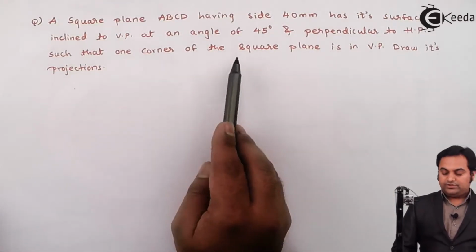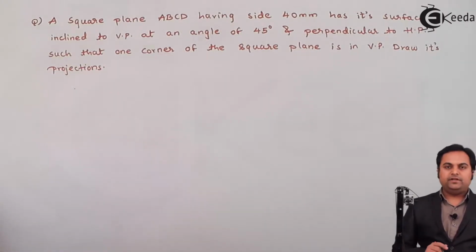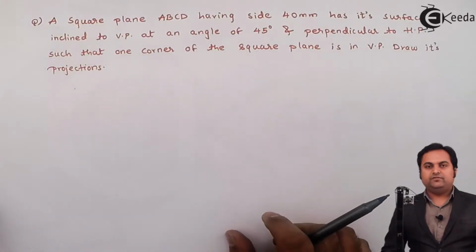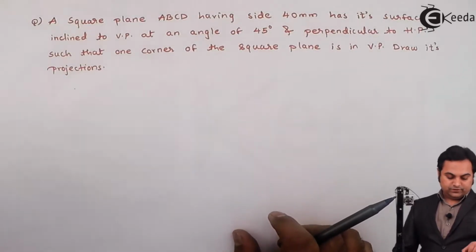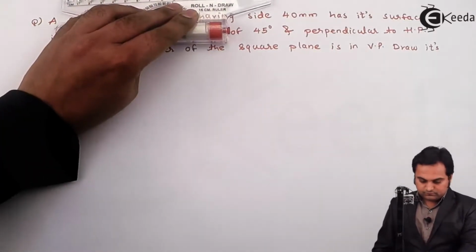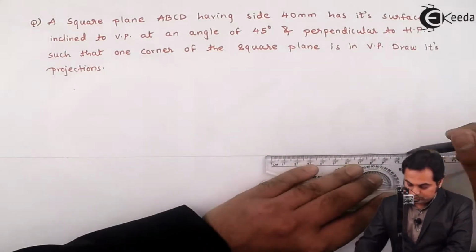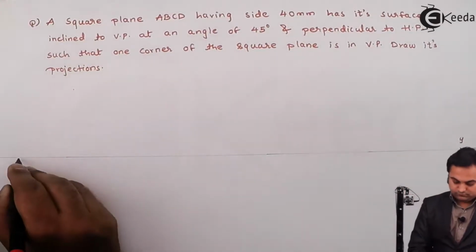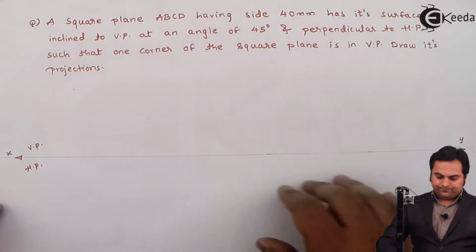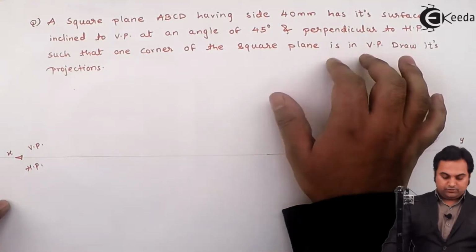If one corner is in VP, it means the entire square plane will be in VP. So it means it will appear as a square in the front view. For that, first I'll draw the XY line, with VP and HP. Now it is given that one corner of the square plane is in VP. I'll draw this condition.